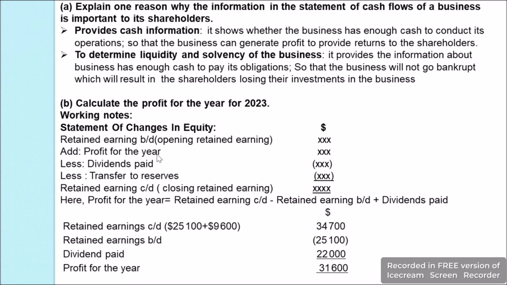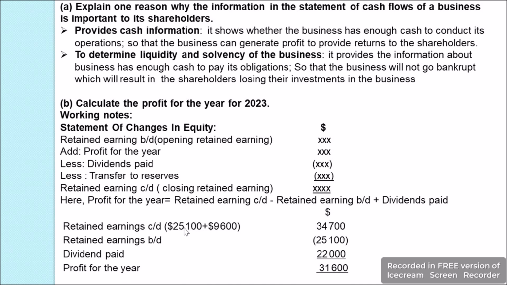So now what we need is the profit for the year. So we'll take the opening retained earnings to the other side. That is, from the closing retained earnings, we subtract the opening retained earnings. Dividends are subtracted, so if we take them to the other side, they will be added. And we don't have any transfer to reserves. So now our profit for the year will be equal to retained earnings carried down, that is the closing retained earnings, from there we subtract the retained earnings brought down, that is the opening retained earnings, and then we add the dividends which are paid. The information for the closing retained earnings was given as it was increased by $9,600.